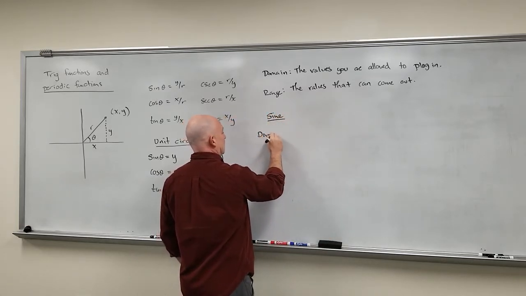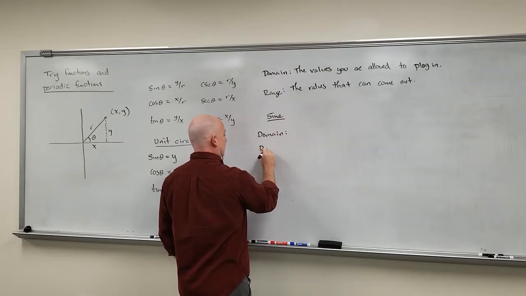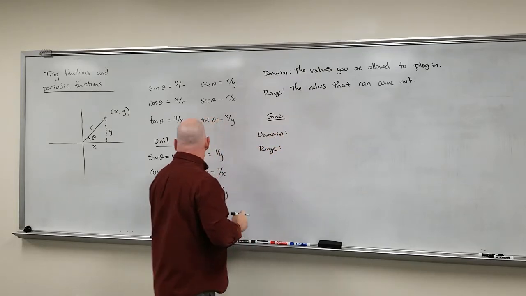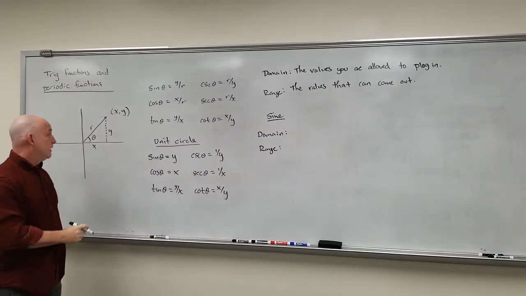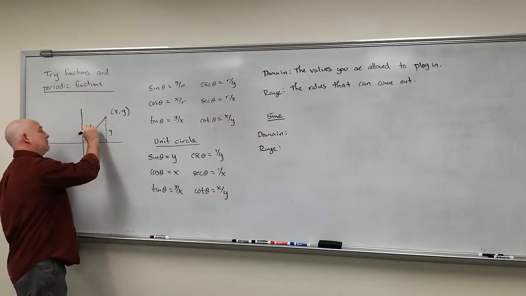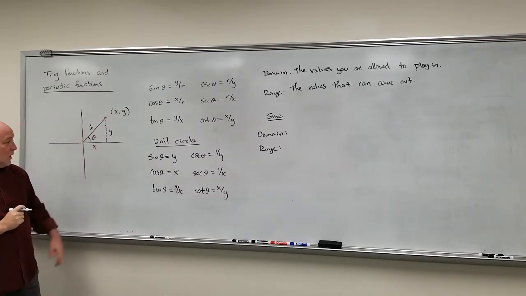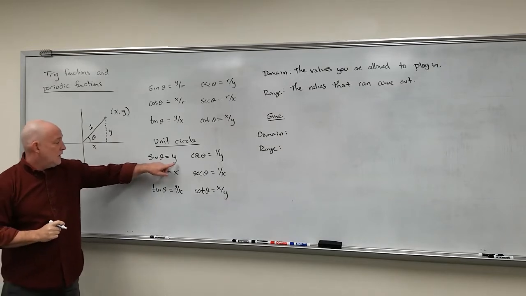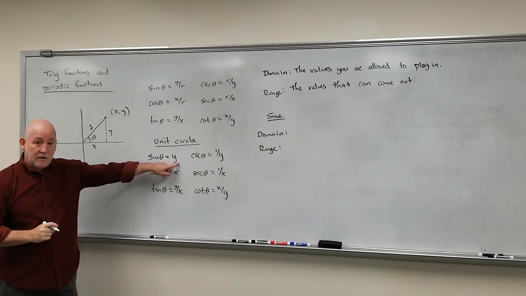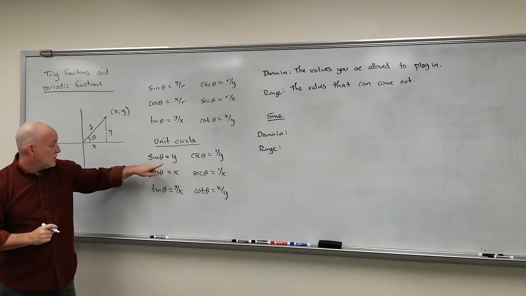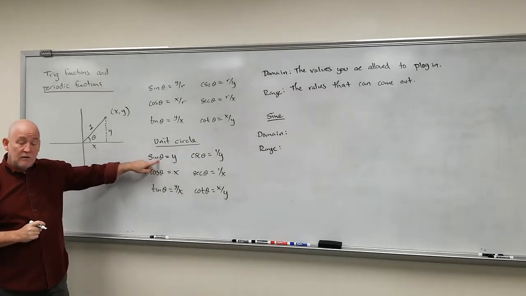And let's look at the domain and the range. Now, if we assume that this is our unit circle, so I'm going to go ahead and make that a 1 right here. We said the sine, what comes out of the sine is the y value. So the y here would be our range, and we're plugging in the angle theta.